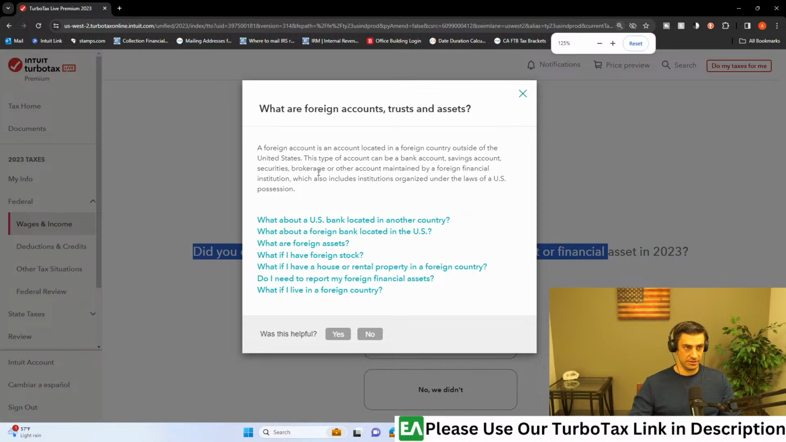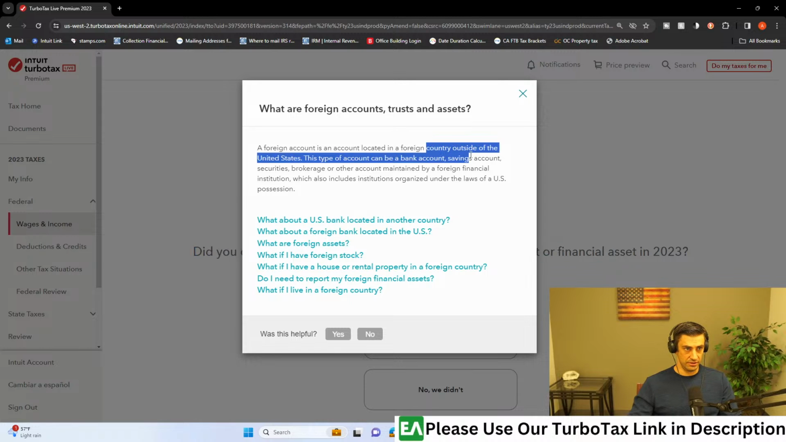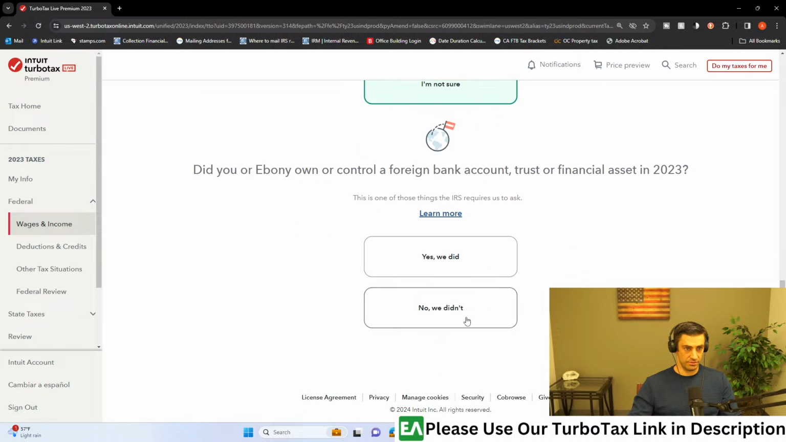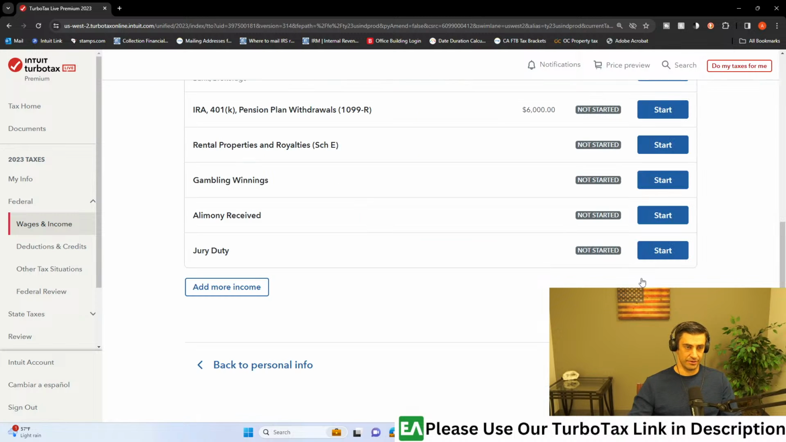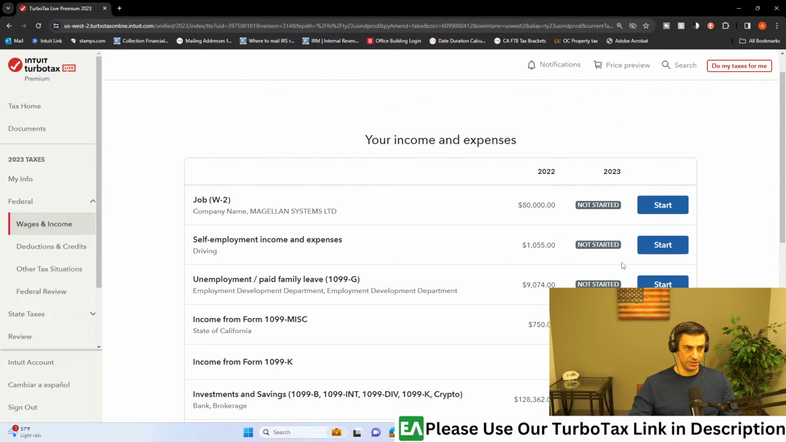Learn more. What do they tell us about this? So if you had, what are foreign accounts? I mean, it's pretty straightforward. It's not in the U.S. Yeah, duh. Okay, so it's a yes or no question. I'm going to say no on this. It's rare that someone does, but sometimes people do.